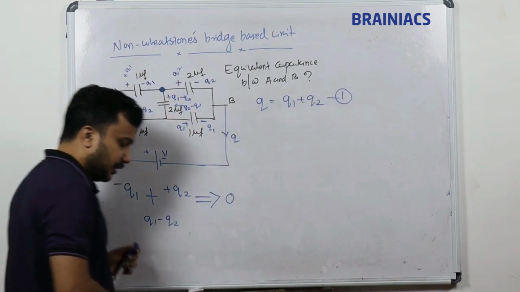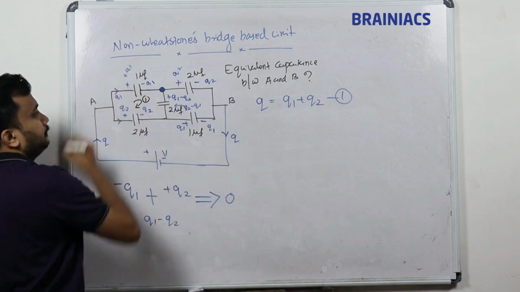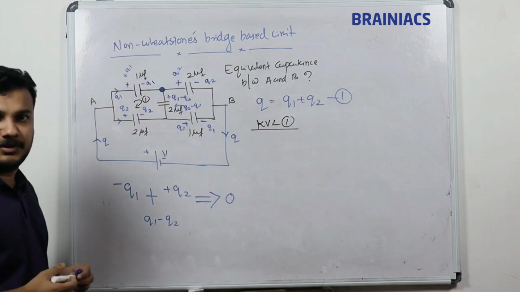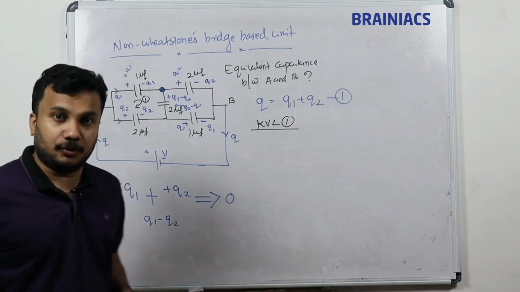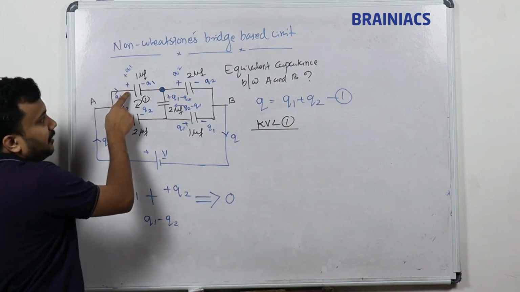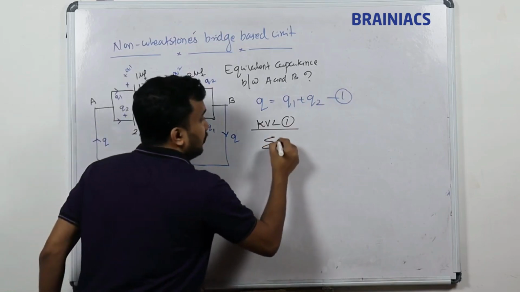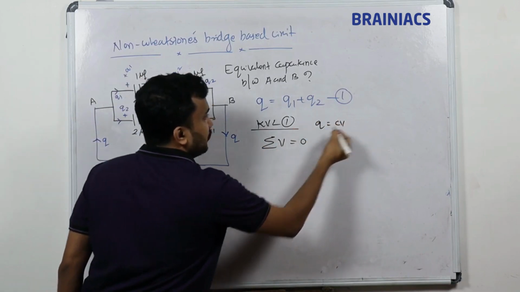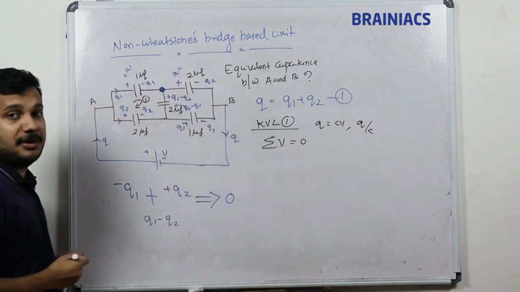Second equation: I'm going to apply KVL in the first loop. KVL, Kirchhoff loop rule, Kirchhoff voltage law. I'm starting from here and I have to go like this. What is Kirchhoff voltage law? Total voltage is equal to 0 in a loop. We know the equation Q equal to CV, so voltage means Q by C. Now we'll apply it for the first loop.